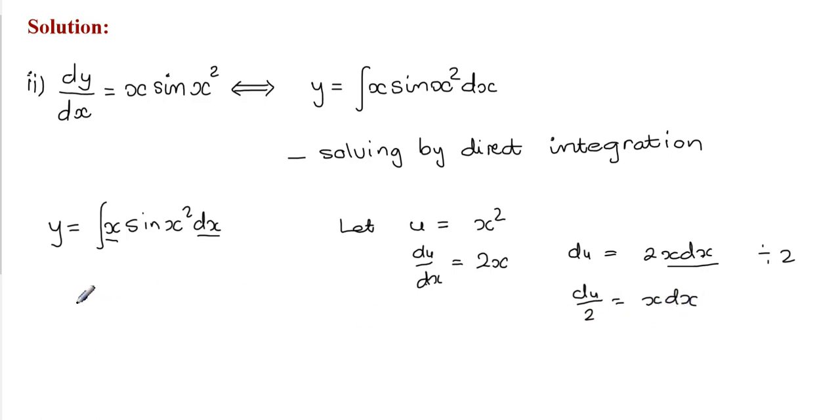So we come here and write the integral in terms of u, which will simply be sine u du over 2. That's our immediate substitution. We can see that we now have a constant, 1 over 2, which you can take outside the integral and write as half integral of sine u du.